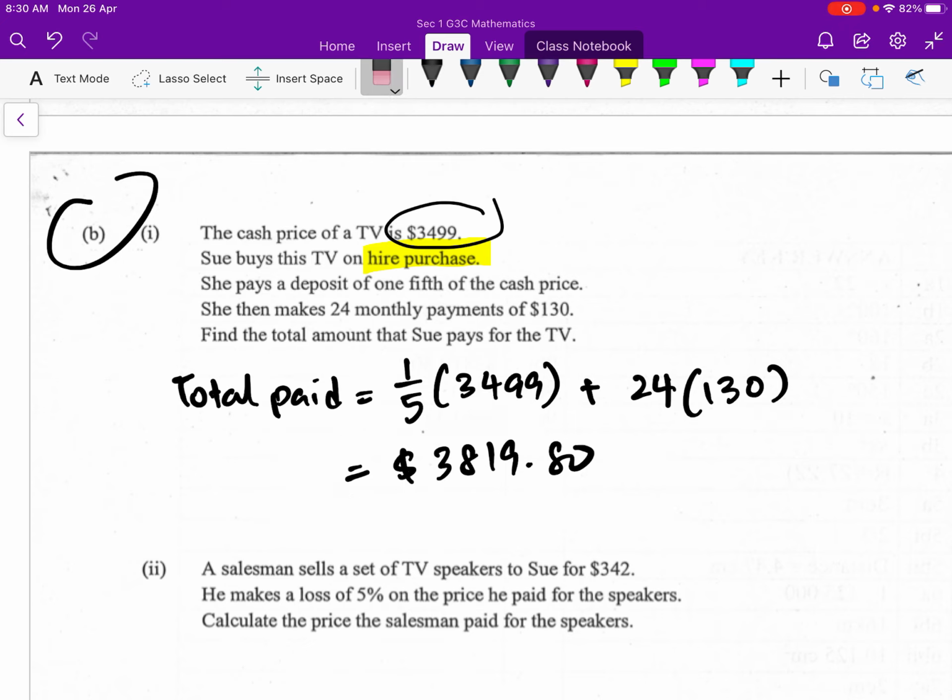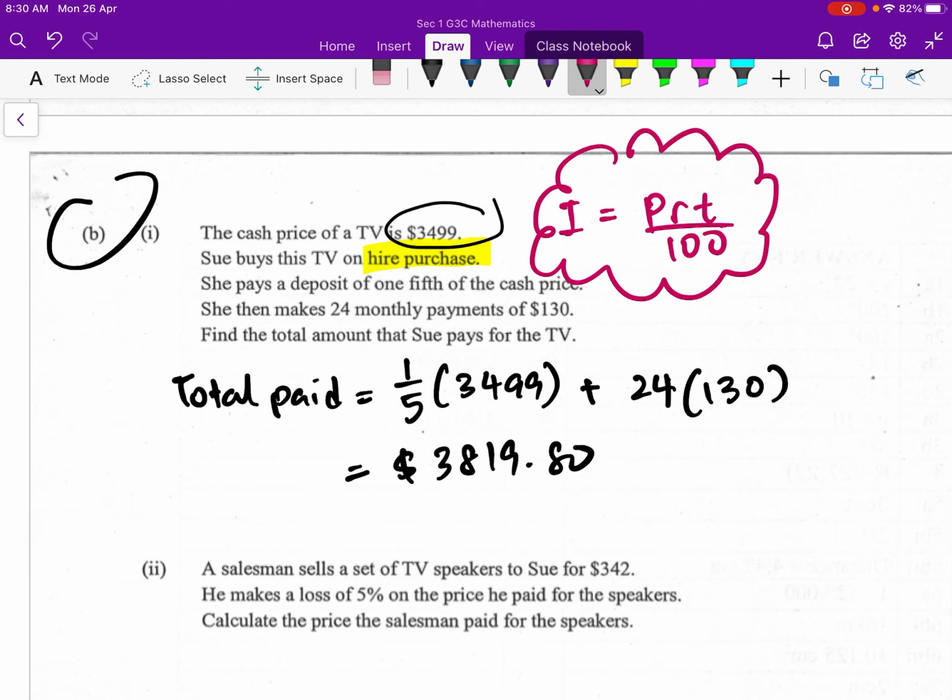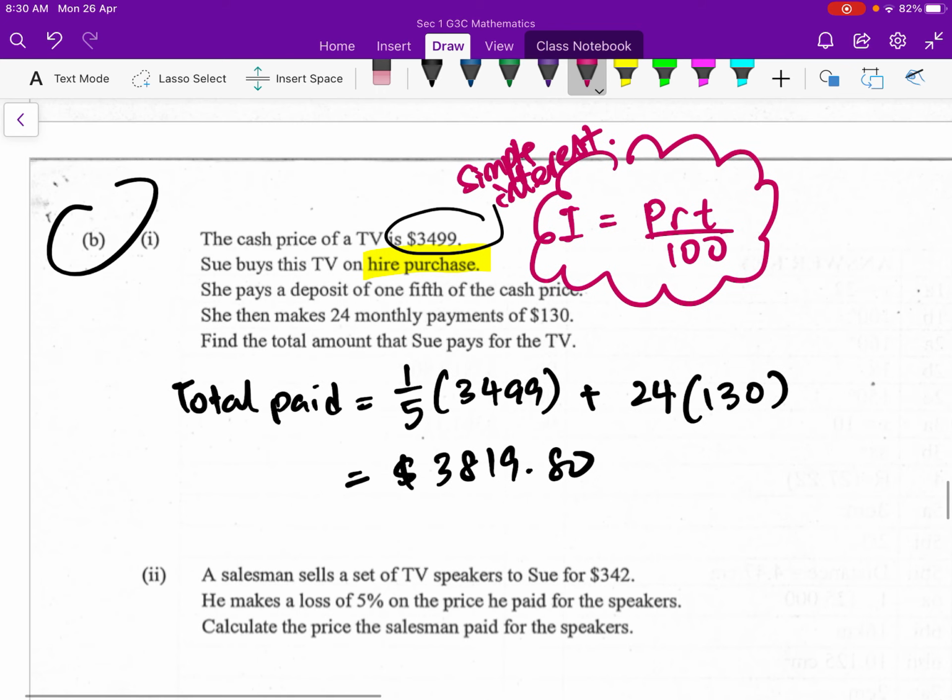Then they may actually ask you, find the interest rate. Then you need to use I equals PRT over 100. Okay, I hope you remember this. Simple interest. Because very easily this question could have asked you to find the interest rate, for example, the value of R. They have to work backwards. I already told you how to find the interest. You know the principal, which is actually 4/5 of the total cash price. You know the time frame, 2 years, not 24 years, 2 years. You can find the value of R.